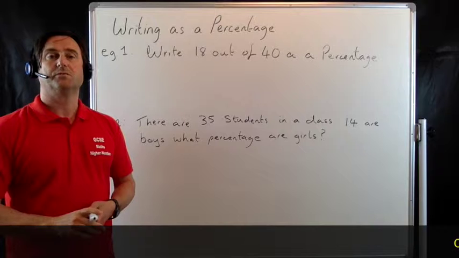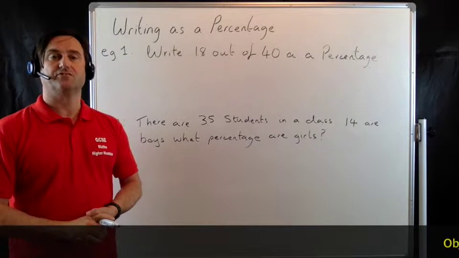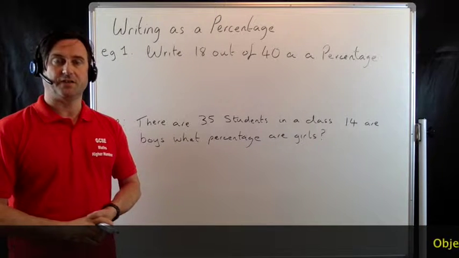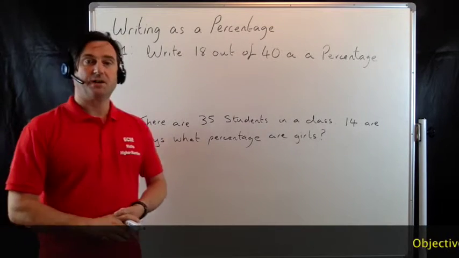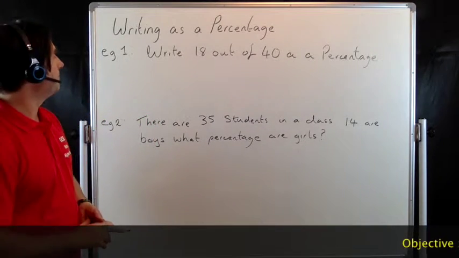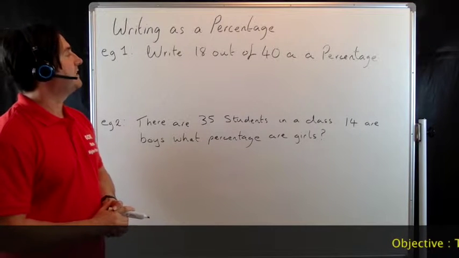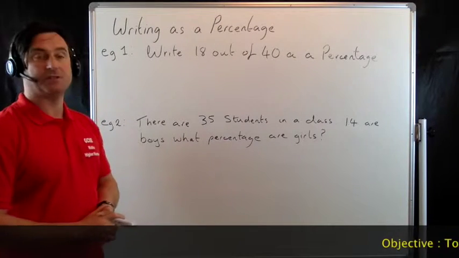Hi there, welcome to my tutorial on being able to write a number as a percentage of another number. I've got two examples here to look at. Example 1 is a very straightforward one. We've got to write 18 out of 40 as a percentage.